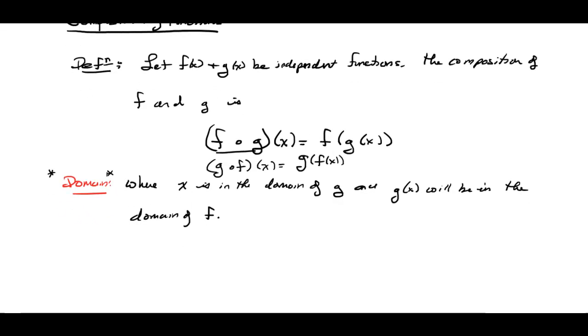So more specifically in regards to the domains, we say here is the definition where x is in the domain of g, and that's an and, g of x will be in the domain of f. So let's talk about what this means. So let's discuss this with an example. So let's look at an example.